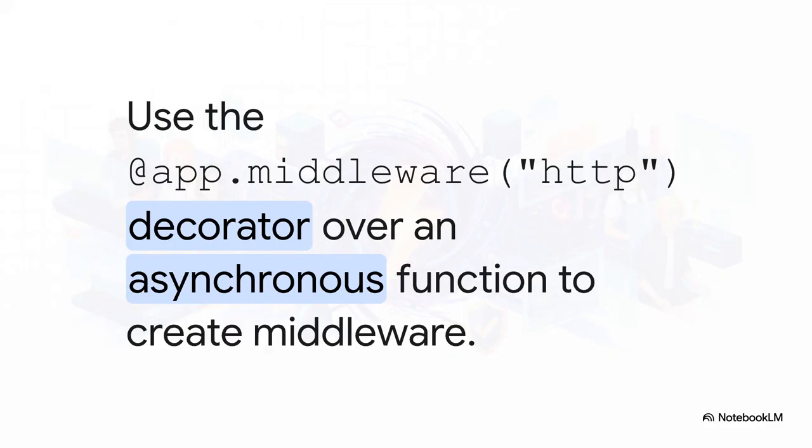And just like with path operations, FastAPI gives you a simple decorator to create middleware. You just write an async function and decorate it with @app.middleware("http"). This function now gets to sit in the middle, able to inspect and even modify every single request coming in and every response going out.